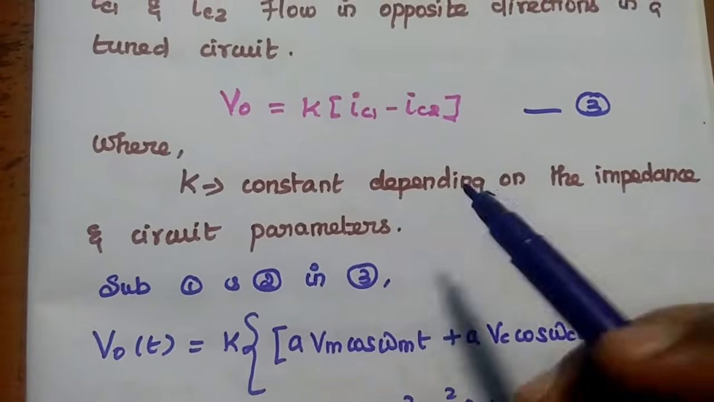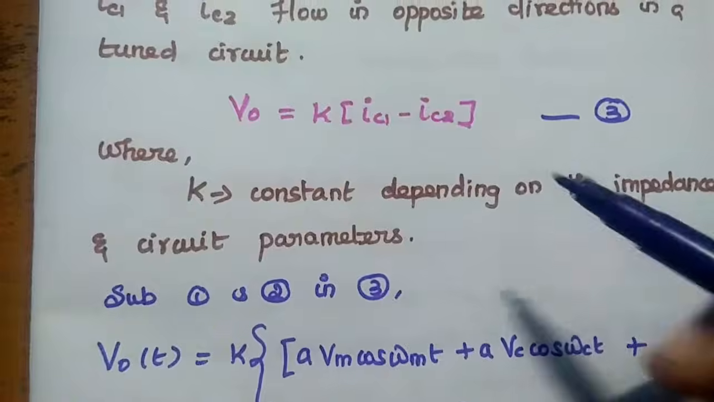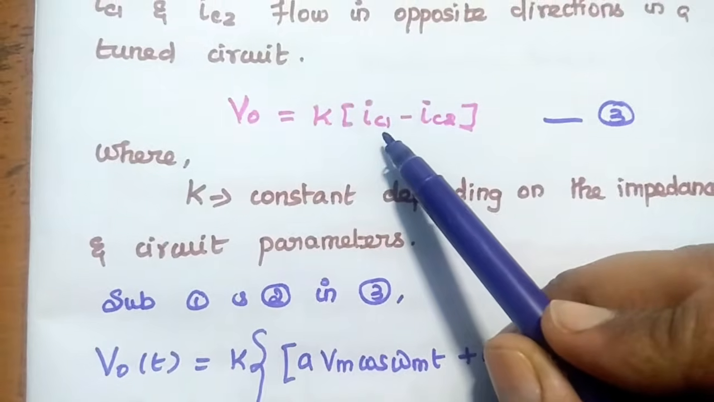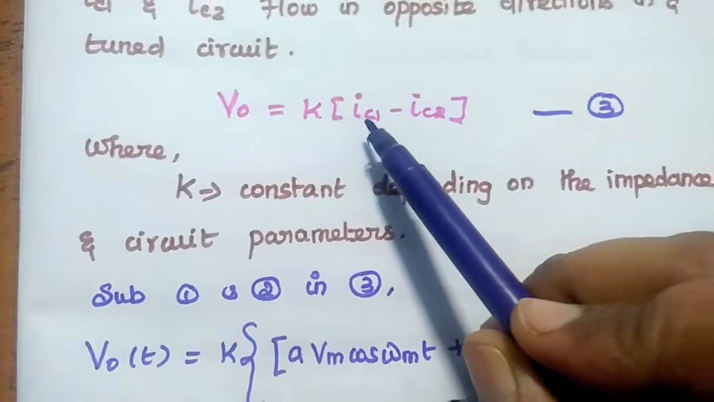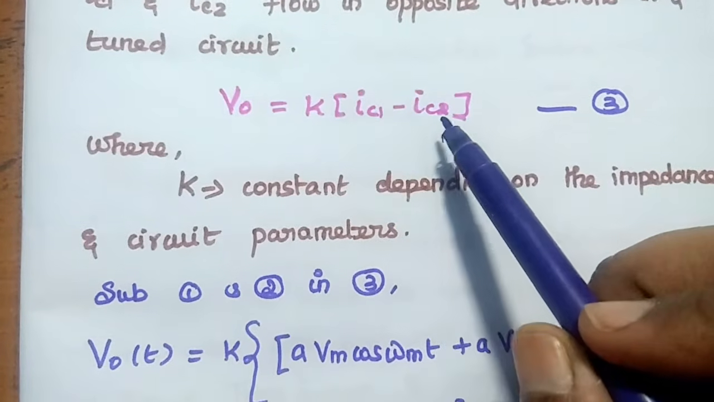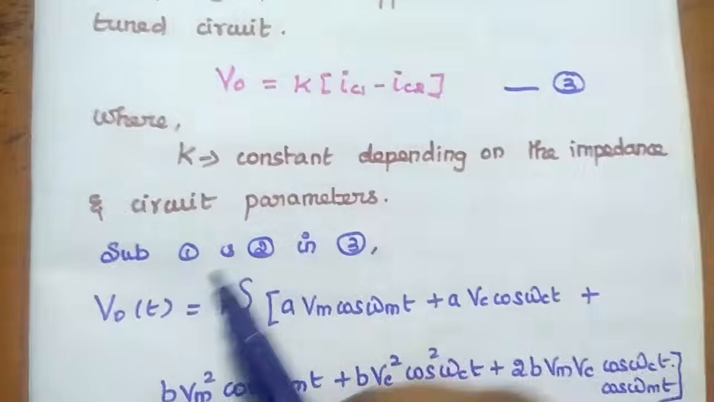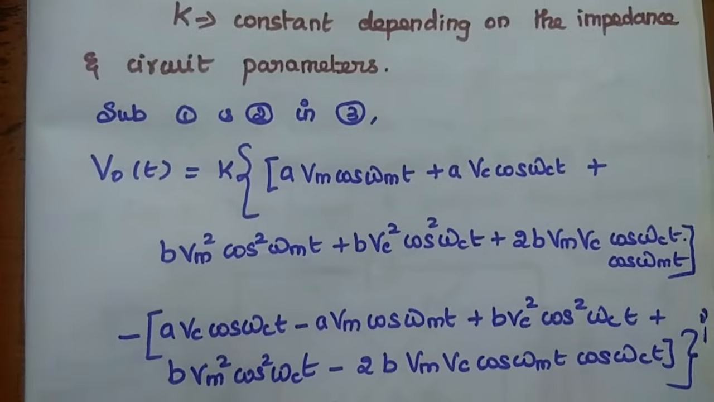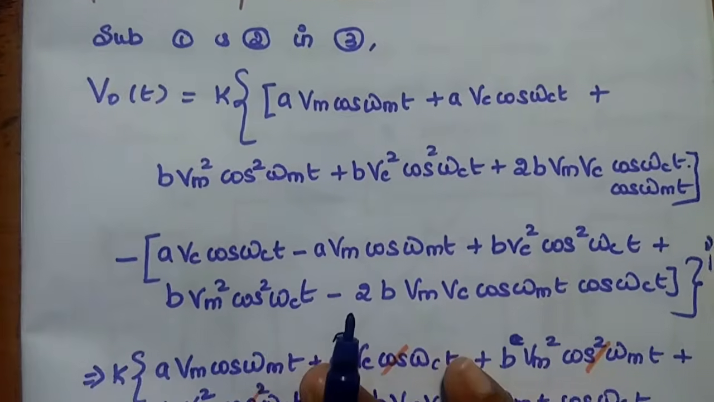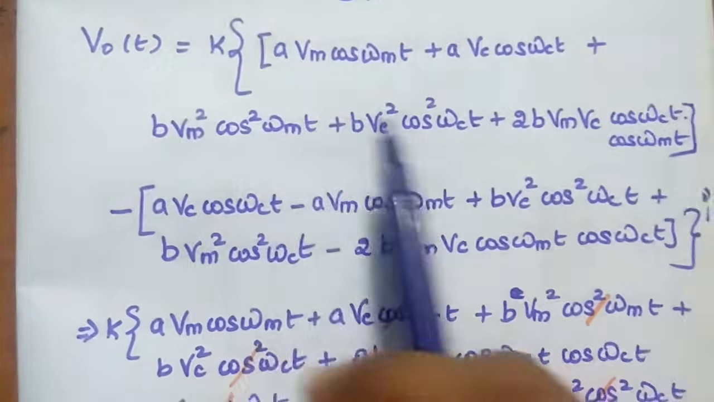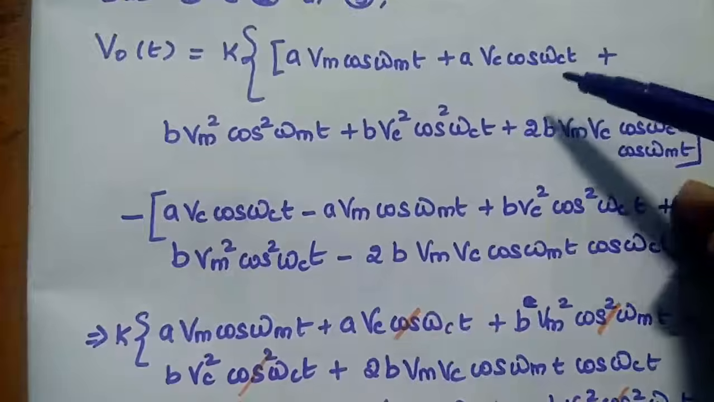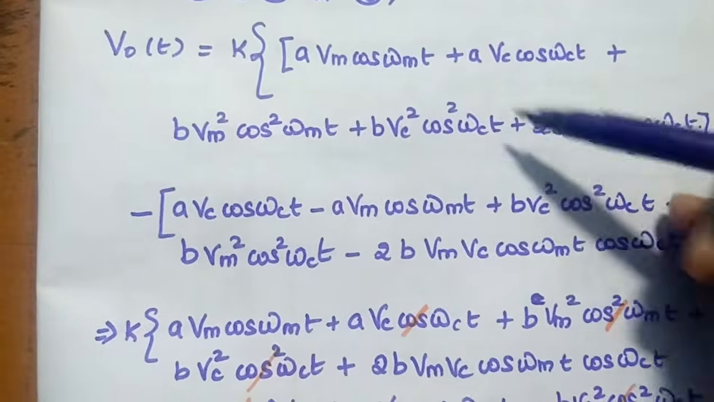Okay. So next we are going to substitute the first two equations. We have found the value of IC1 and IC2, right? So we have to substitute the expressions of IC1 and IC2 into this equation. So substitute first and second equation in this third equation. So we can get V naught of t is equal to K into, so this is what, yes, IC1.